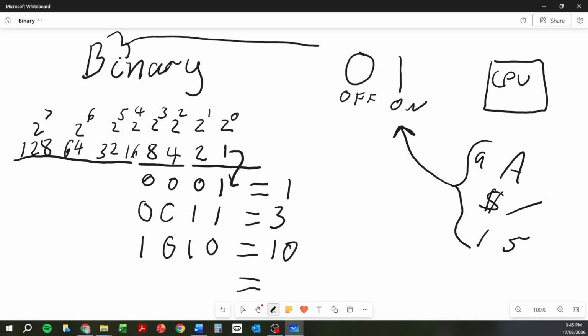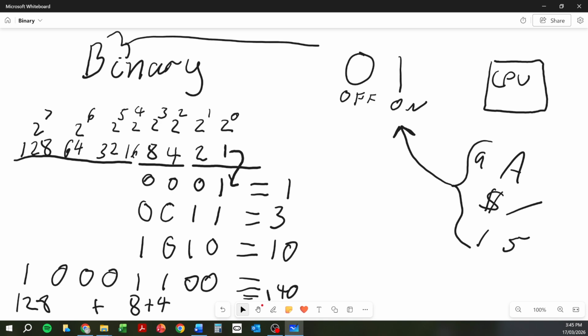If we want to go for a byte and we want to make a bigger number, we might have a couple of 1s there, 0, 0, 0, 1. That's a whole byte. So I'm going to have 128 plus 8 plus 4 equals 140. Just running out of space there with my menu. And that is how binary works.